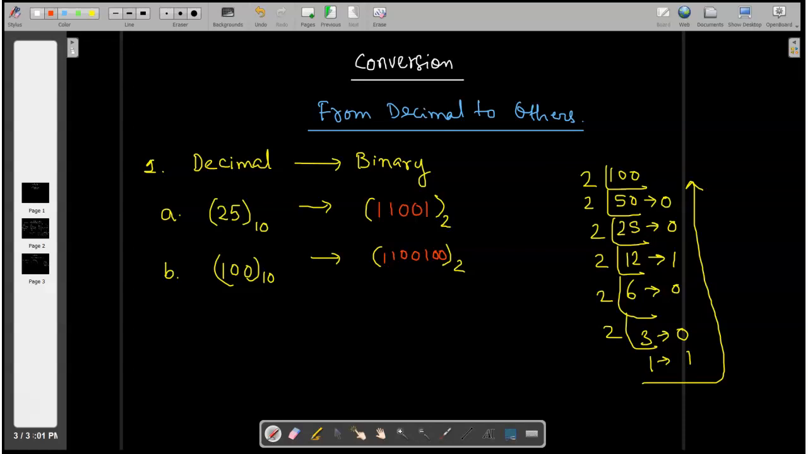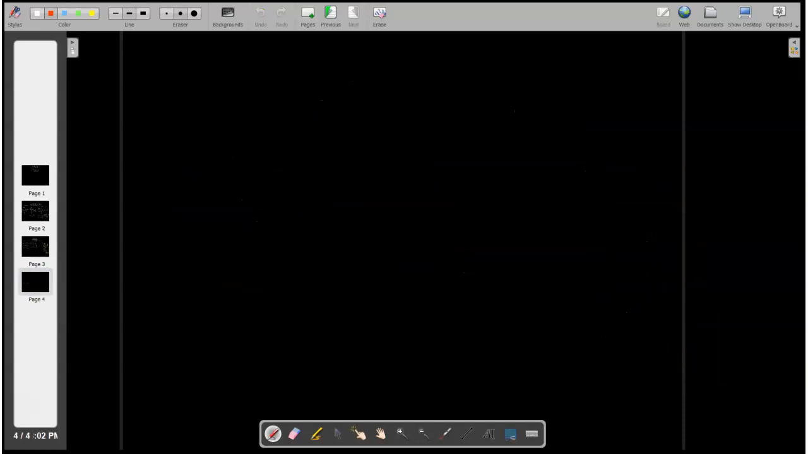Now, sometimes we have a decimal point along with the decimal number. If there is any such thing, we will be discussing that also. Okay, we'll do that later. First, let us see the simpler things. So from decimal to others, if we have a simple whole decimal number, this is how we go about the conversion. All right. This was from decimal to binary. Now let us see how we do decimal to octal.